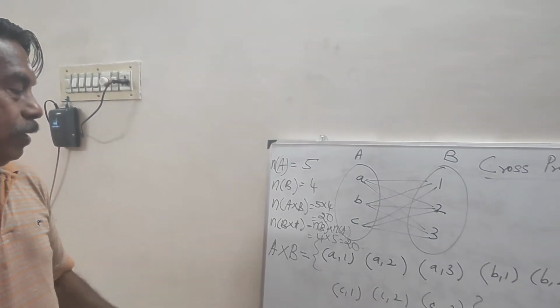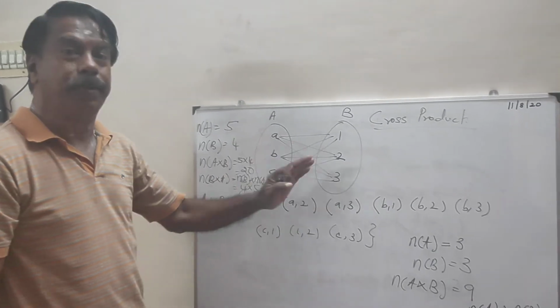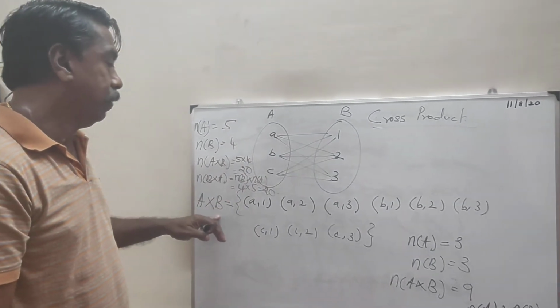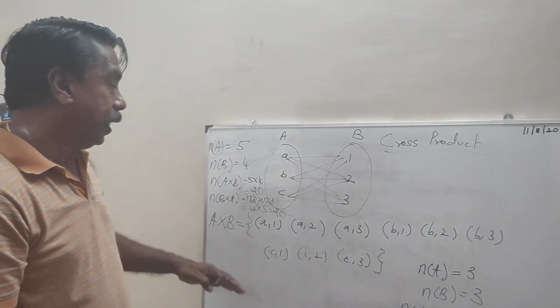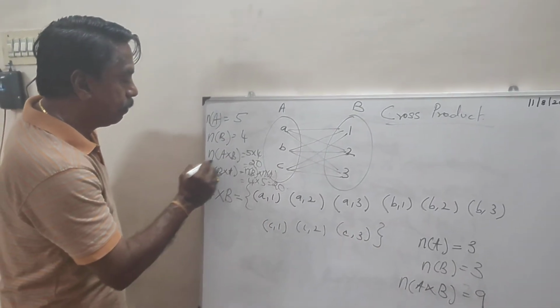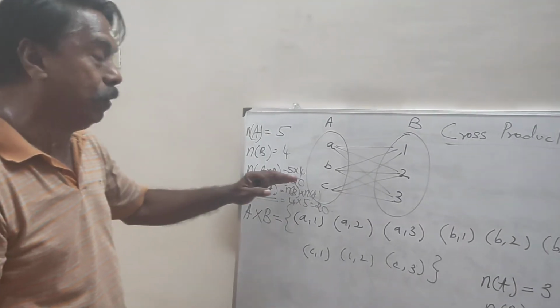So what we learnt now is, when we find the cross product of the two sets A and B, that is A cross B and also B cross A, the number of elements in A cross B and the number of elements in B cross A will be the same.